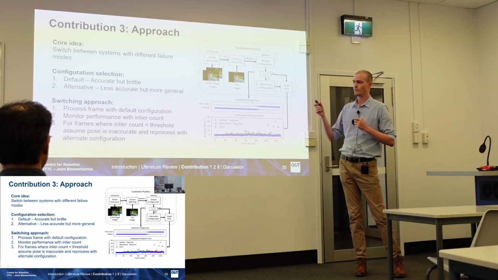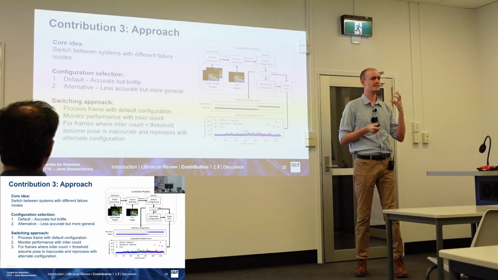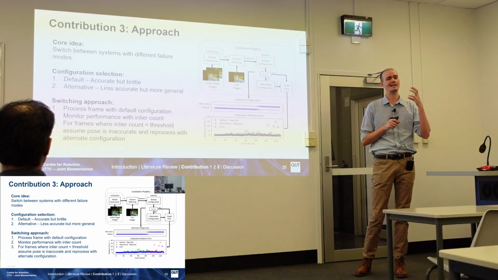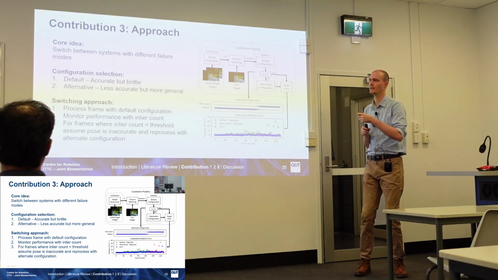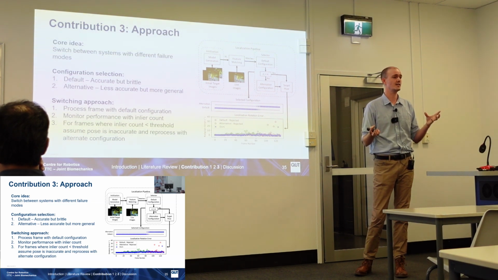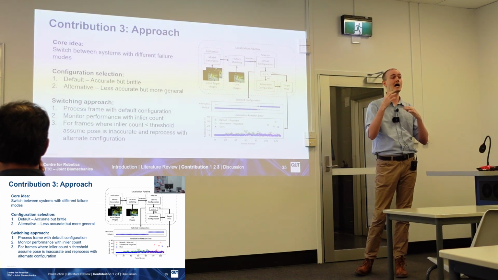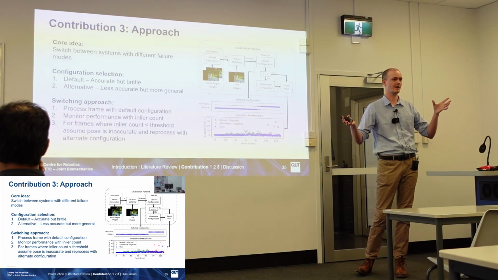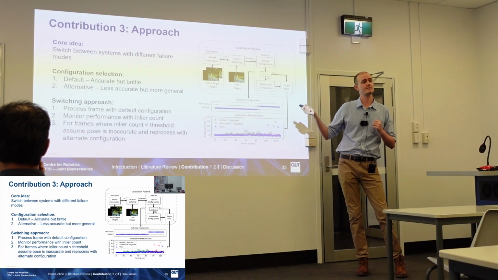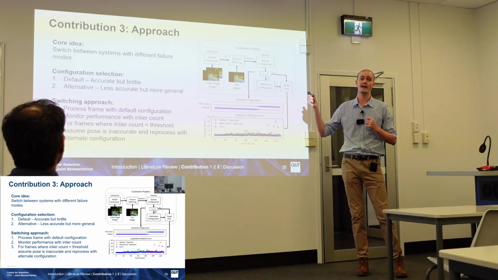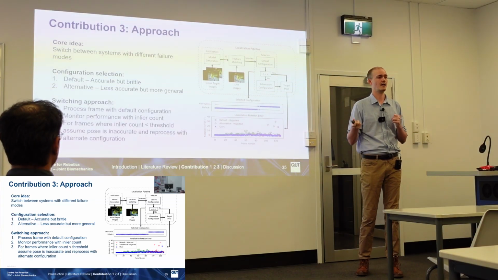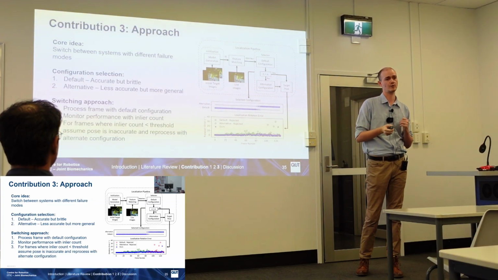To do this, with our approach, we establish a default localization system which works accurately, but has a tendency to fail brittly. And we have an alternate configuration. And this is a more generalist configuration, but it has slightly higher errors, but works in a wider range of conditions. Using the same 6 degree of freedom pose estimation system that we've used in our previous works, we achieve this by tuning our inlier-outlier threshold in our RANSAC loop.